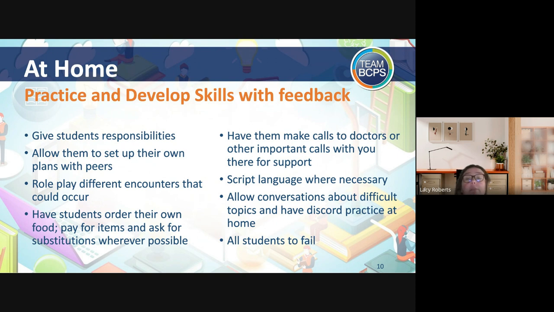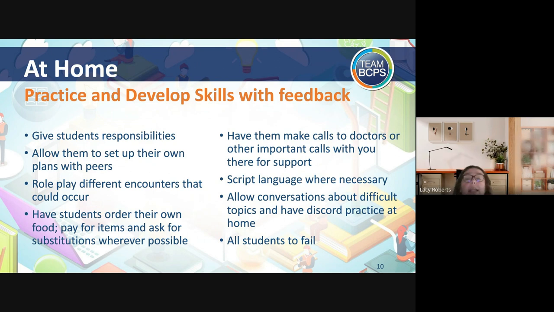Allow conversations about difficult topics and have practice at home, which means if we're talking about a difficult subject like, hey, you have 3 zeros in English, you're going to need to talk to your teacher about that. Pretend I'm your teacher and let them have the conversation. Let them get out their frustrations with you and then say, okay, how about we reword this like this? Or how about we think about this like this? Or what if we try this and then you practice that?